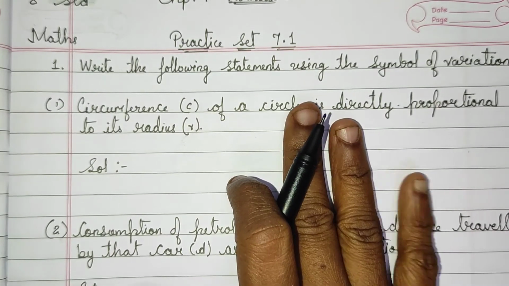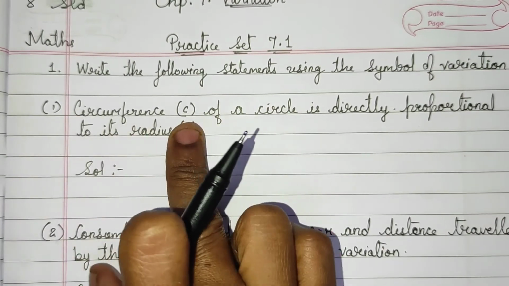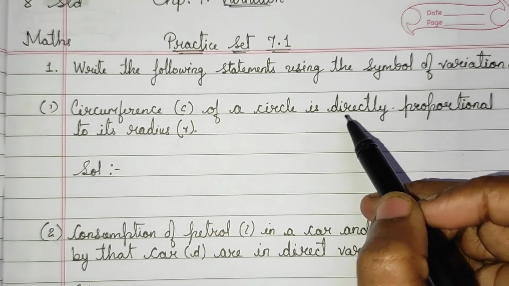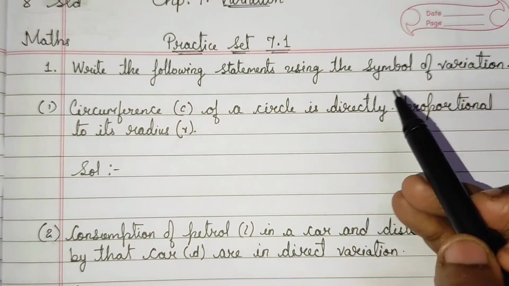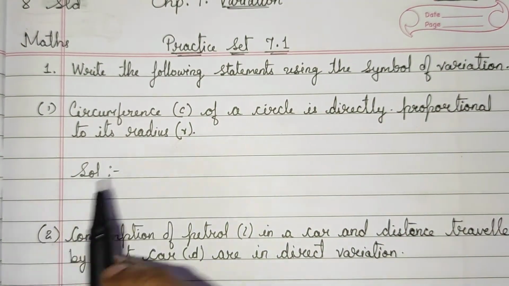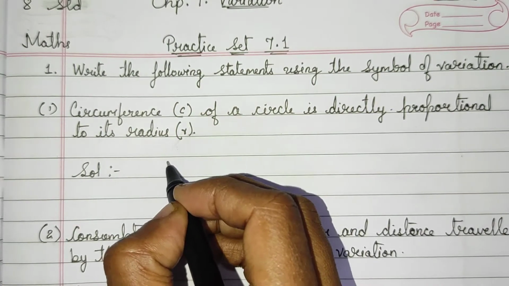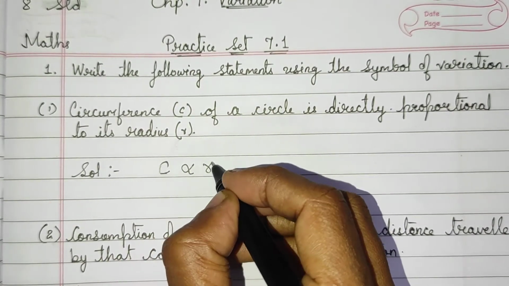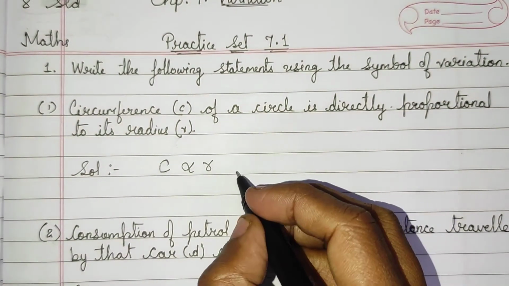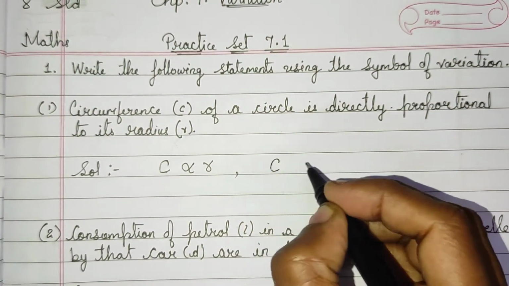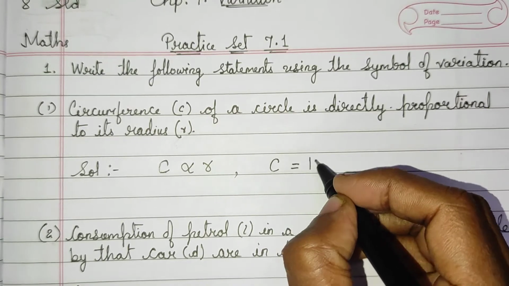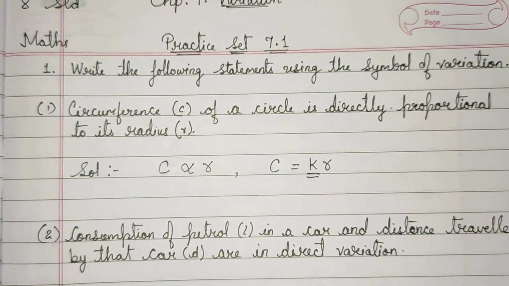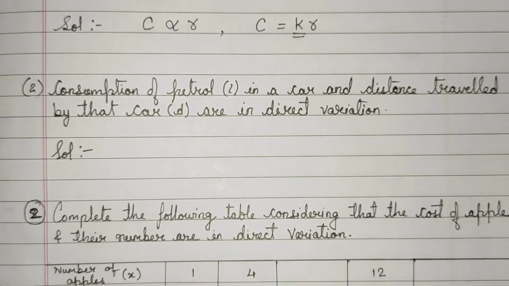See how to solve this. Circumference C of a circle is directly proportional to its radius. So C is directly proportional to radius. This is the answer. Or you can say C is equal to K into radius. K is constant.